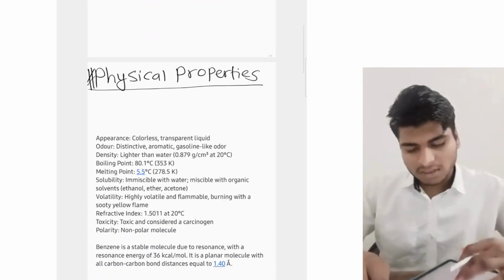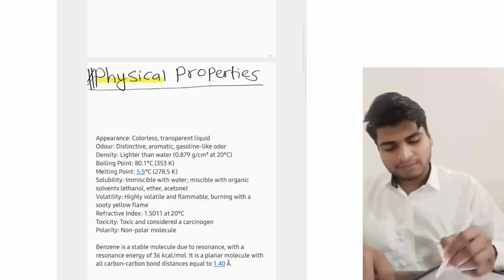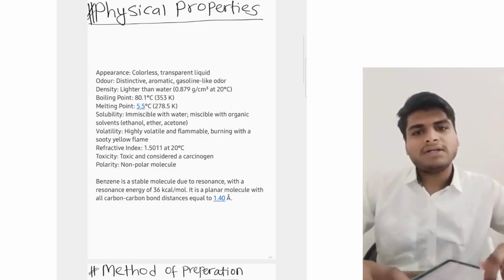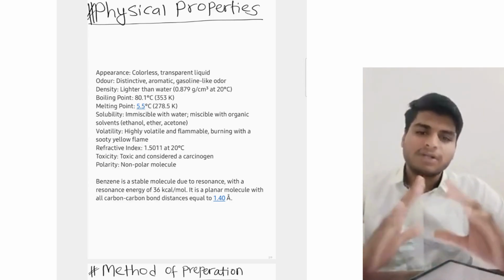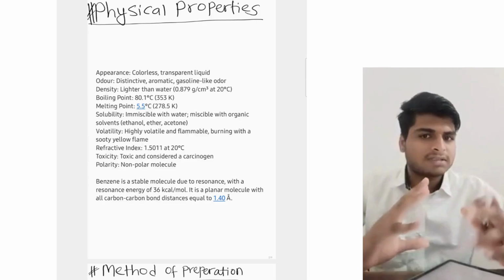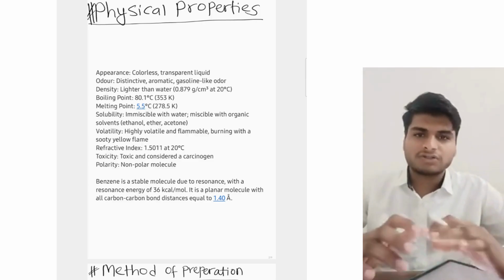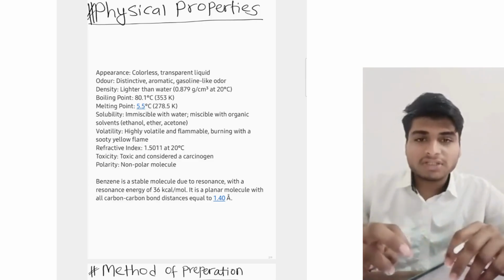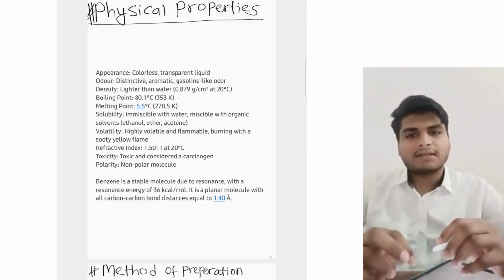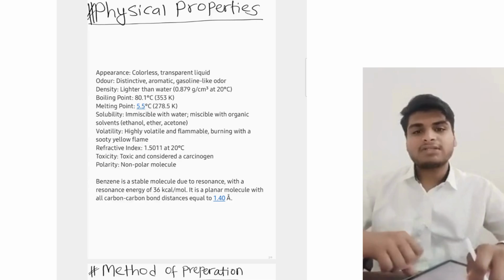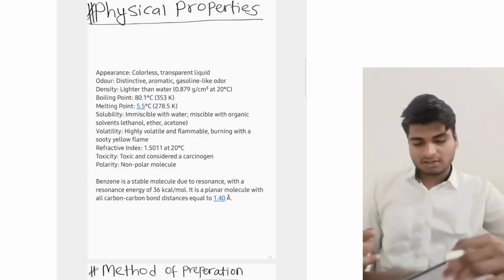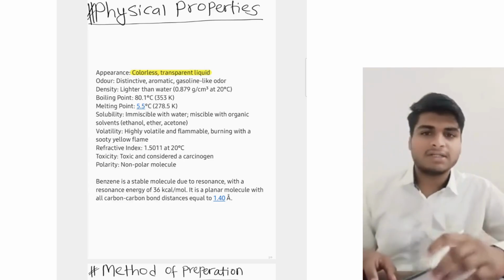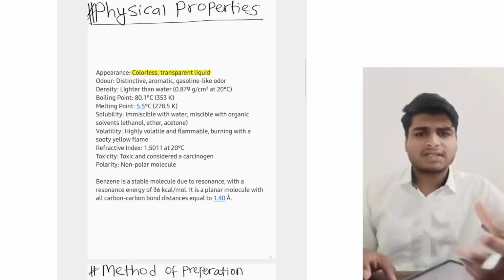Let's move on to the physical properties of benzene. Physical properties means how it appears, like its odor, density, boiling point, melting point, solubility, volatility, refractive index, toxicity and polarity. Let's start with appearance, how it looks, its color. Benzene is a colorless and transparent liquid. It is a liquid that is transparent.